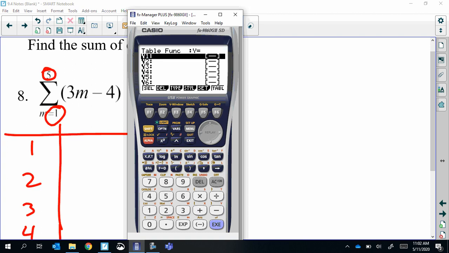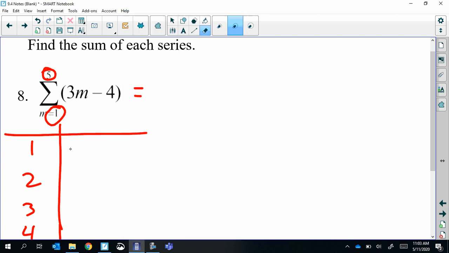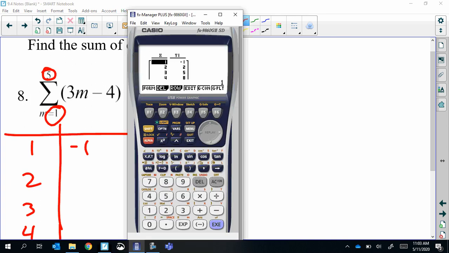All right, so our equation is 3x minus 4. We'll just do 3x minus 4 because that's a variable that it likes to use here. Table, and then it'll fill out our table here: 1, 2, 3, 4, and 5. If you had to go further, for Casios, you just have to type in the new numbers. But let's see, -1, and then 2, 5, 8.